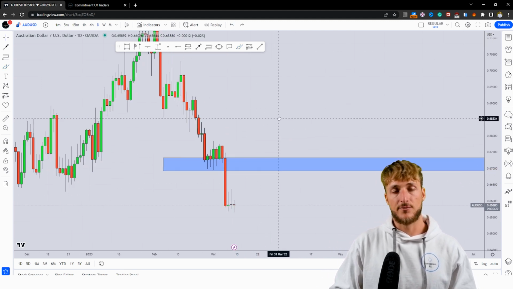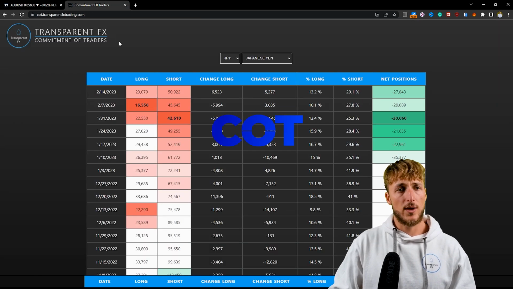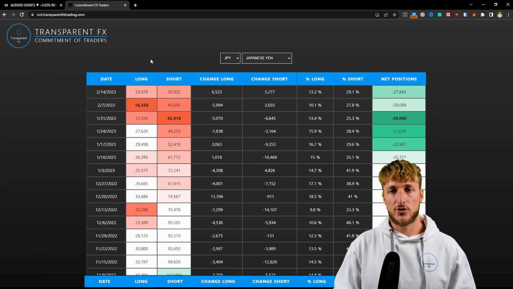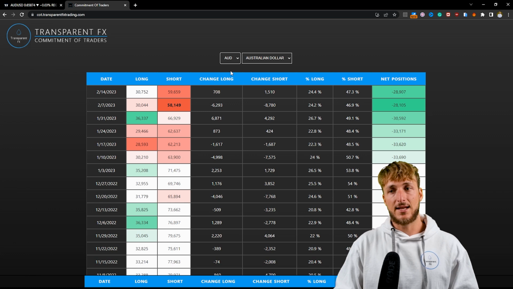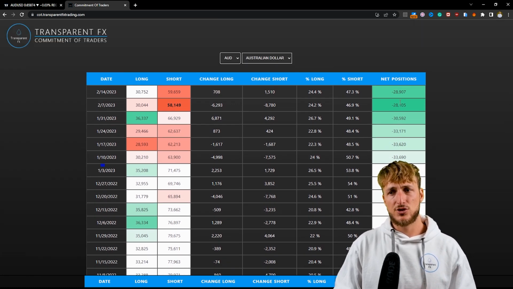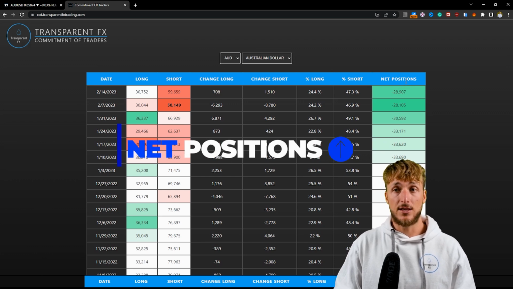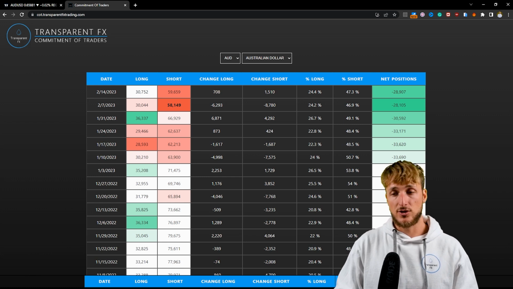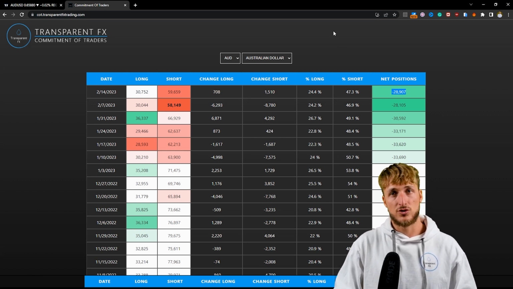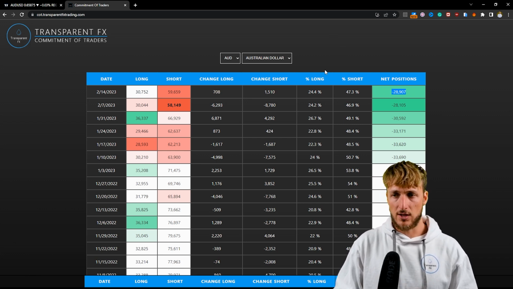Now, if we go and see what we have when it comes to the commitment of traders, so the COT data, which is what the non-commercials, so the biggest speculators in the market are doing, and we check the data for the AUD, what we can see is that with the last reports, net positions have increased. In fact, we went from having the low here of minus 36k to now having minus 28k net positions, showing an increase of the net positioning. This is getting more bullish for the AUD.